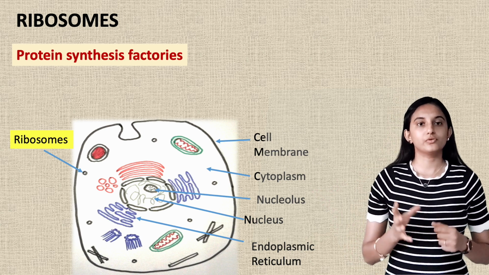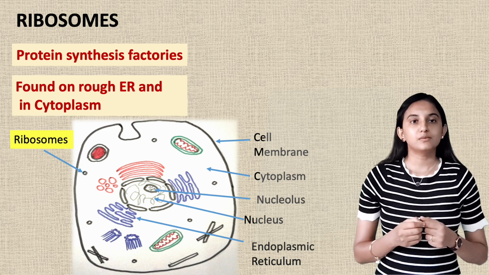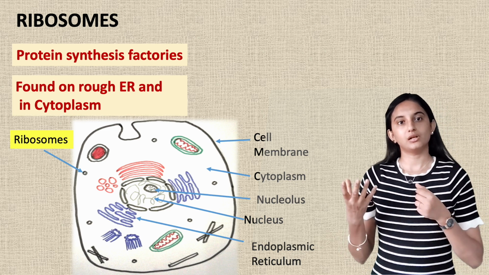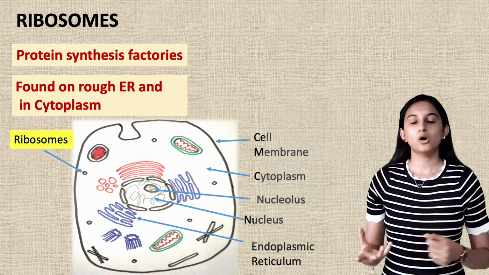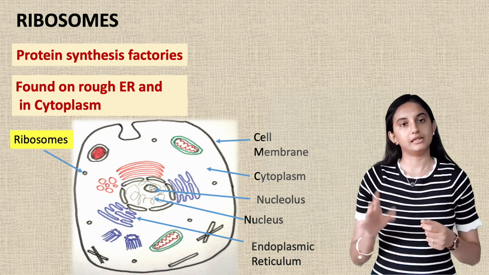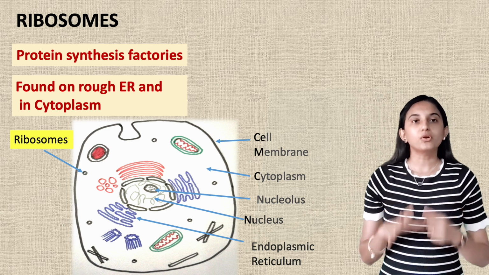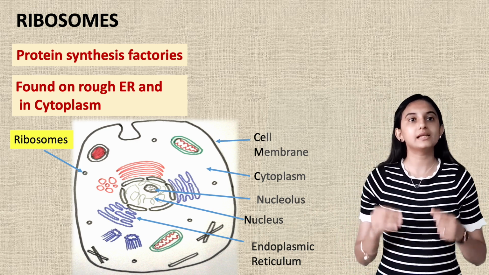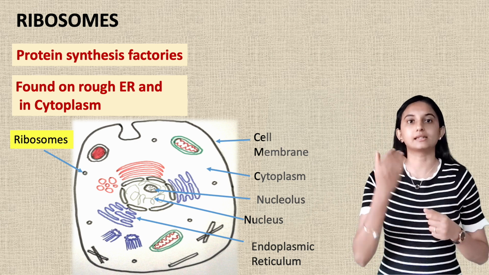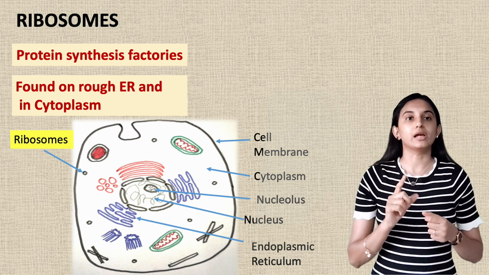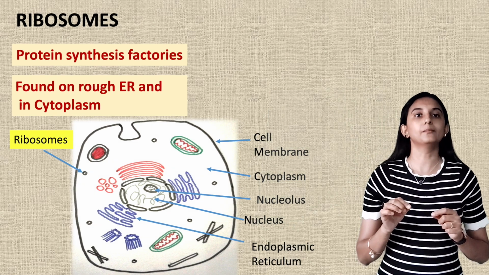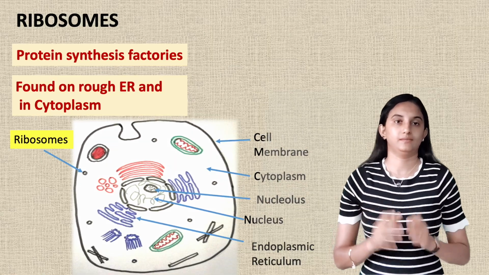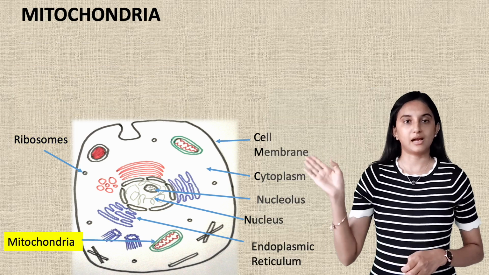Next are the ribosomes. Ribosomes are small round structures that make proteins. They are either attached to the rough endoplasmic reticulum or floating freely in the cytoplasm. Proteins made on the rough endoplasmic reticulum are usually sent outside the cell, while those made in the cytoplasm stay inside the cell.